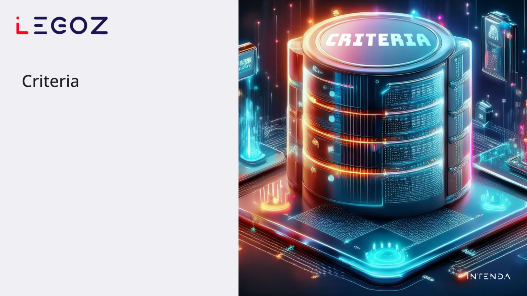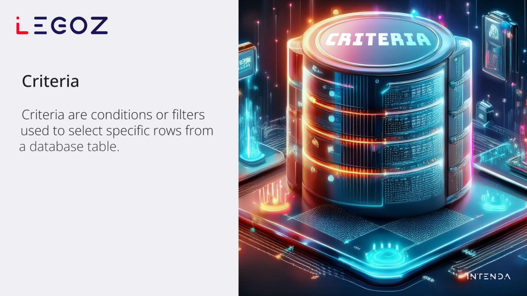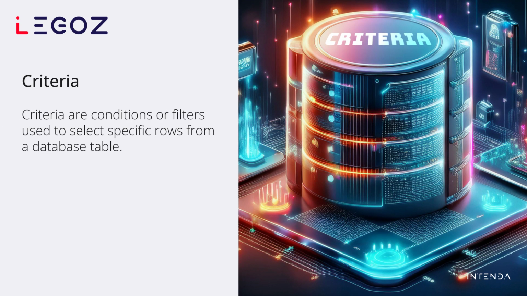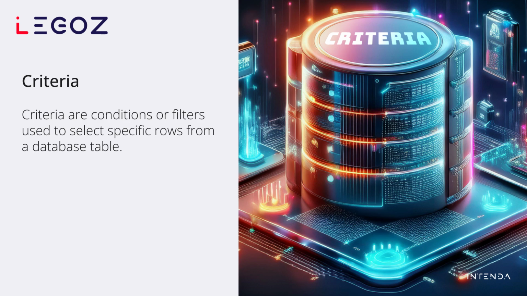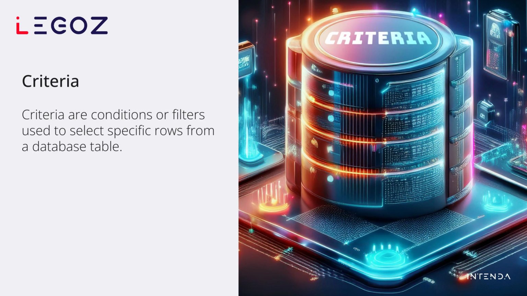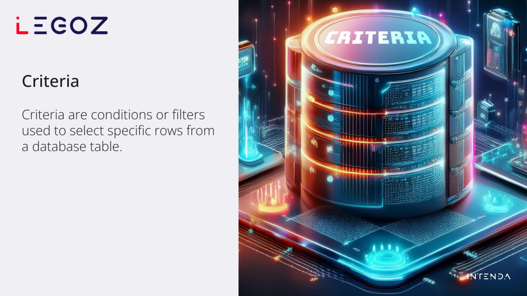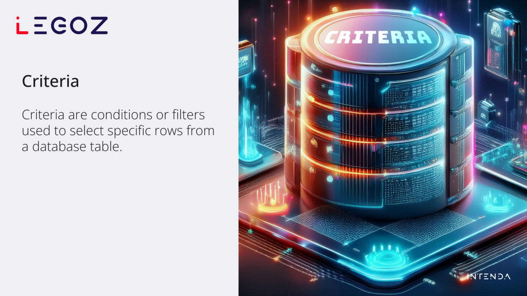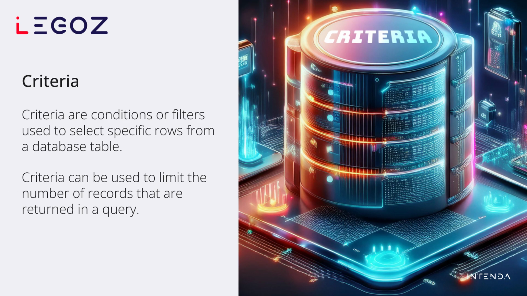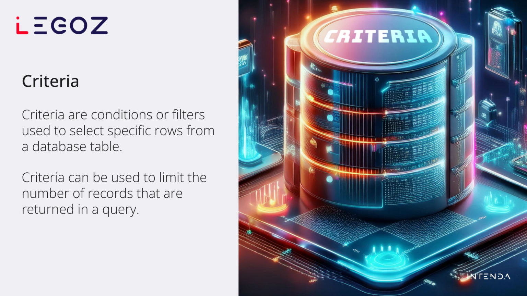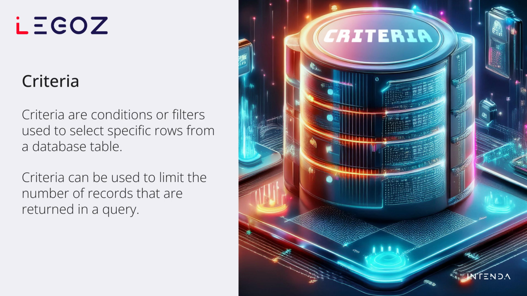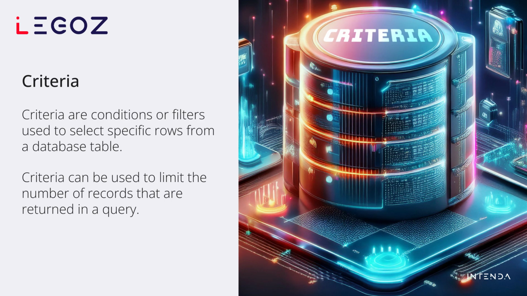Now let's discuss criteria. Criteria are conditions or filters that allow you to select specific rows from a database table. In this part of the video, we'll look at the fundamental aspects of criteria, covering how they are used to filter, limit, and retrieve specific data, and examining the pivotal role they play in extracting precise data from Legoz.